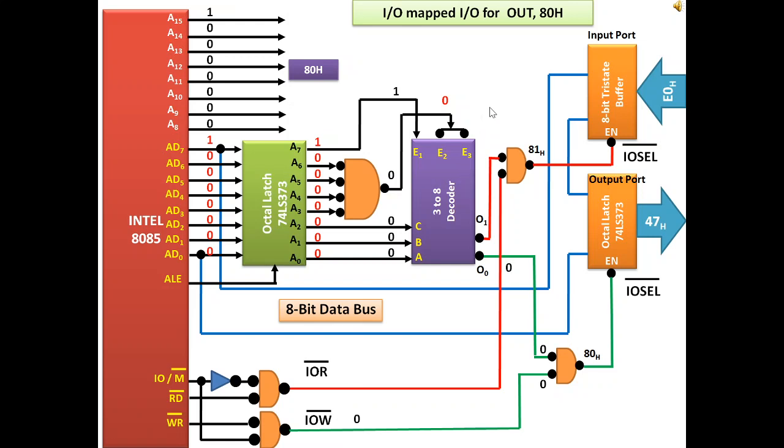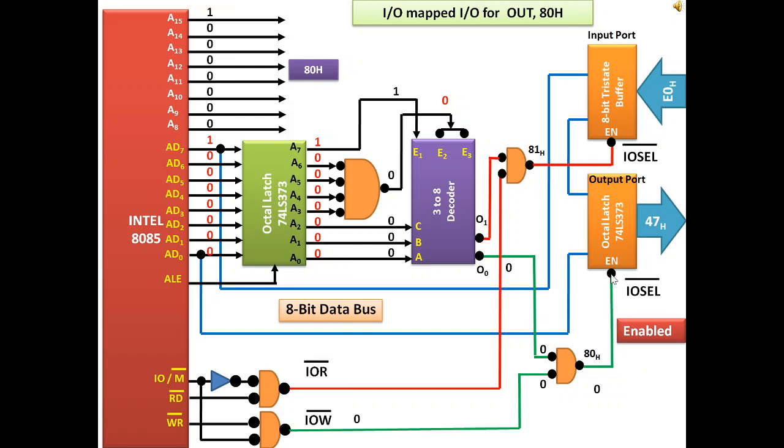Now when it is 000 here, we will get the O0 output high. So we have generated a device select pulse. Take it, it is the device address pulse. Now since it is an output port, we will be using IO write, which is 0 right now because the instruction is out. So this 0 and this 0 will create a low pulse at the output of this, and hence this will get activated.